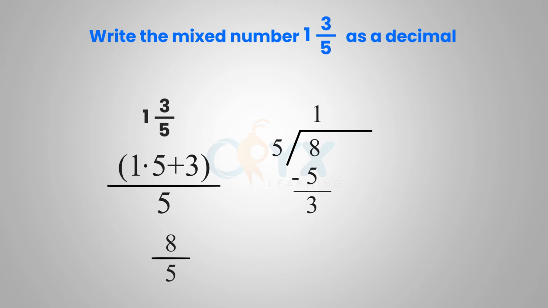I put a decimal point, bring down a 0 just as a placeholder, and I ask myself, how many times does 5 go into 30? 5 goes into 30 6 times, making this decimal 1.6.